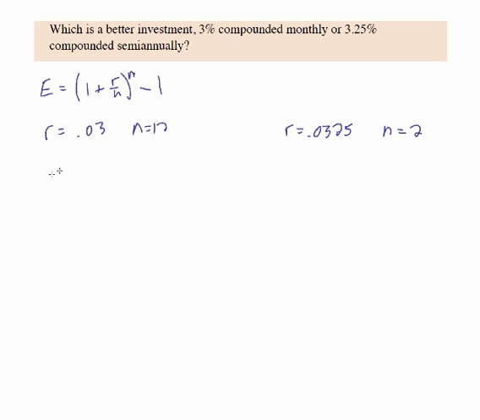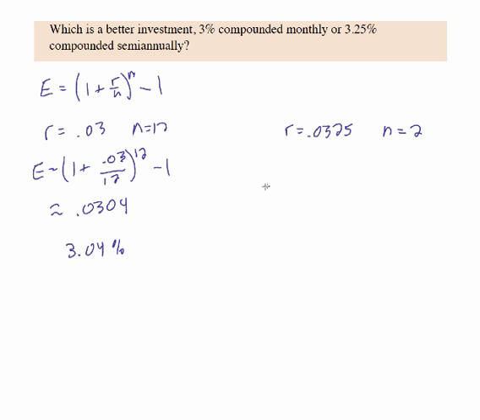Now we're doing our number crunching. We're plugging into our effective interest rate formula. And for the first investment, we get 1 plus 0.03 over 12, that raised to the 12th power minus 1. And rounded to 4 decimal places, that works out to be 0.0304, which tells us the effective interest rate is 3.04%.